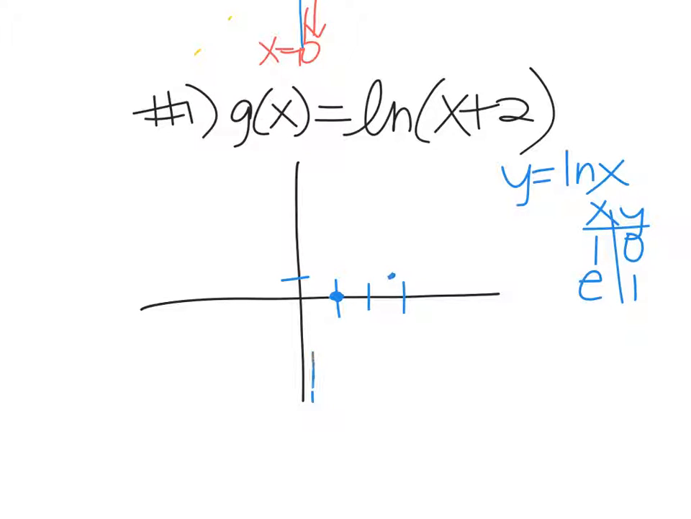So here's my parent function. You don't have to worry about too many points through it. There it is, right there. It's really gross. And then our asymptote is right there.